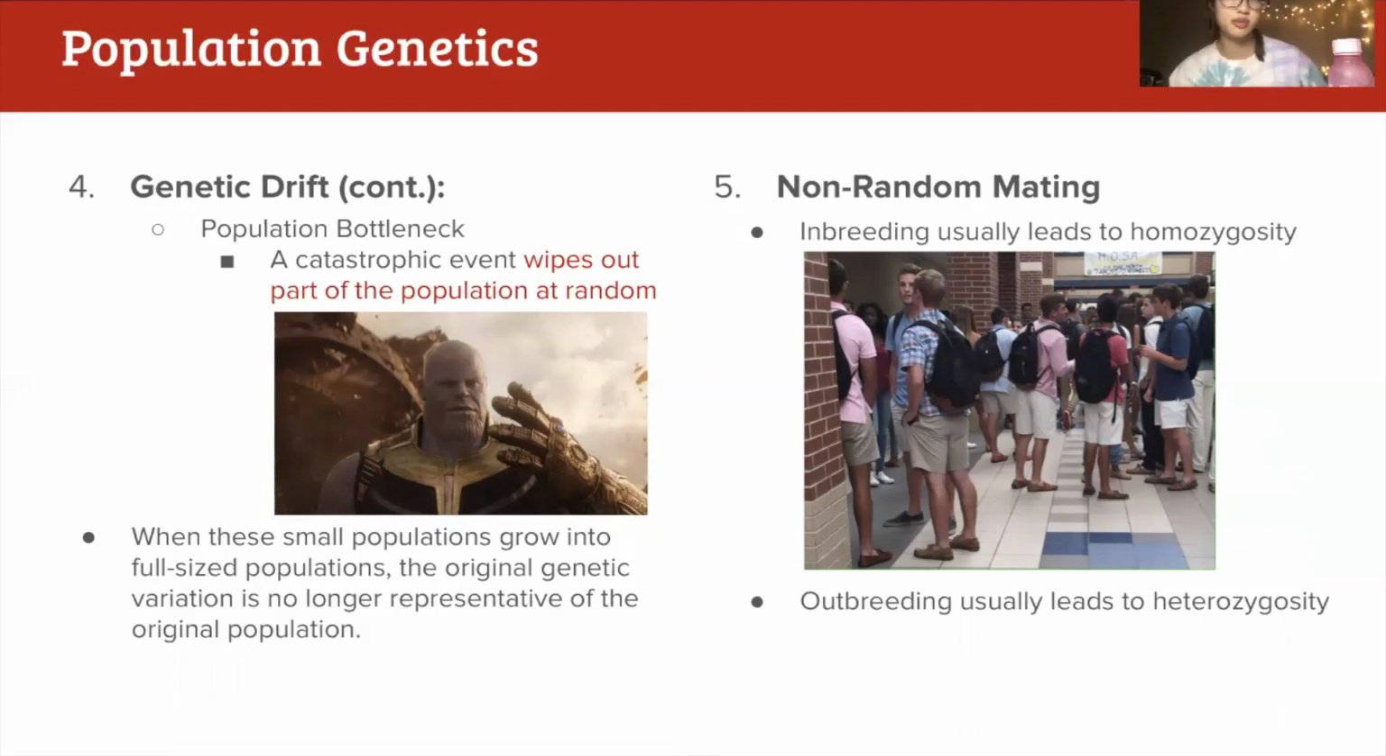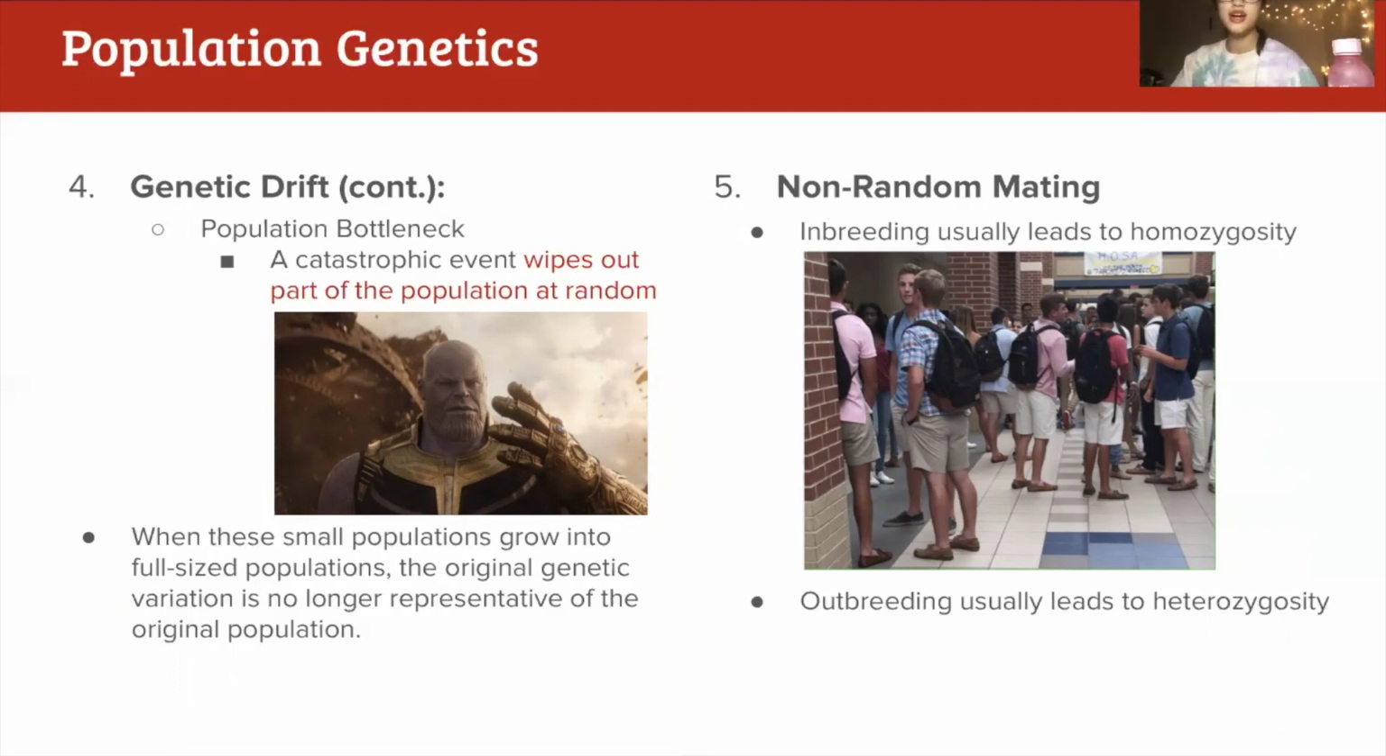So if half of the world has been snapped out, and then 5 years later, the people that have survived the snap mate into a slightly larger population, this slightly larger population is no longer representative of the original population that was happening before the snap.